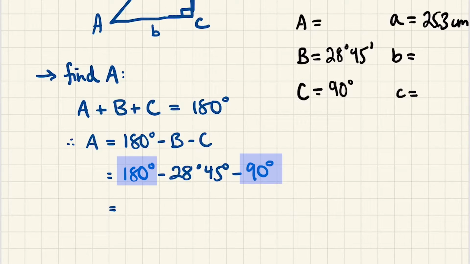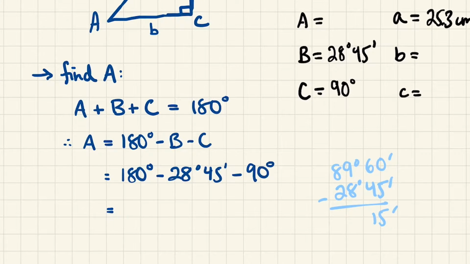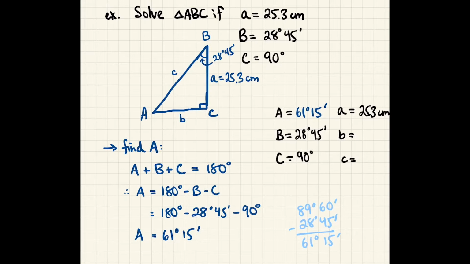All right, so 180 minus 90 is 90, so this is like 90 minus 28 degrees 45 minutes. Well, let's write 90 degrees as 89 degrees and 60 minutes. So the subtraction gives us 15 there and 61. So capital A is 61 degrees 15 minutes. All right, well, all we have to do is figure out side b and side c. We're going to use trigonometry for that.